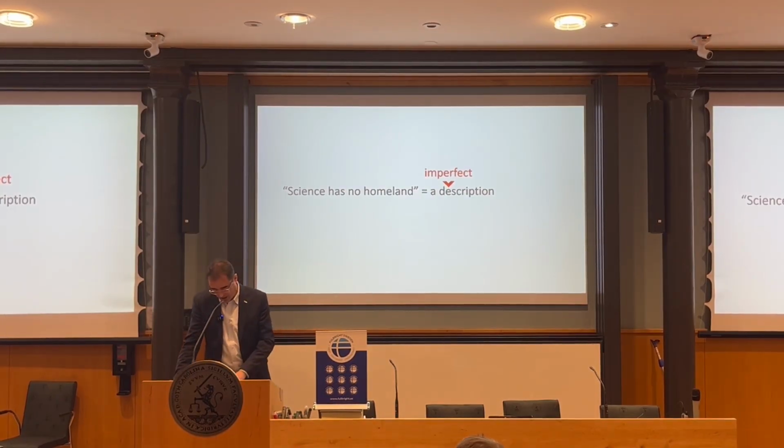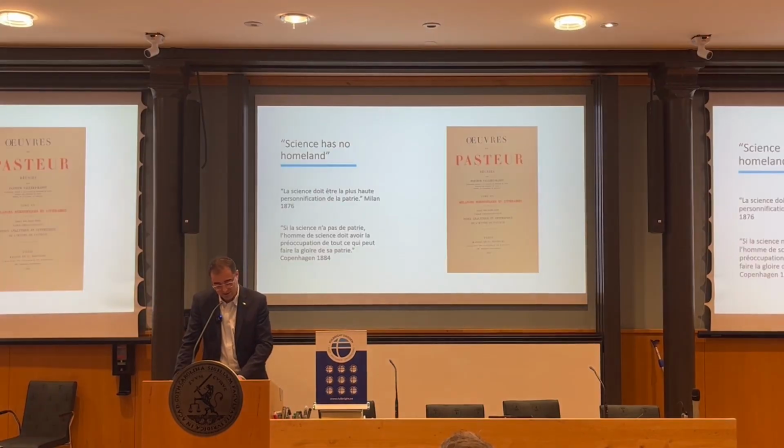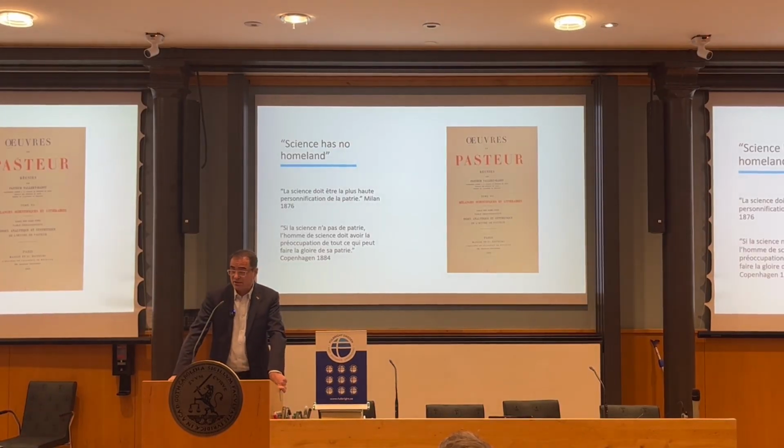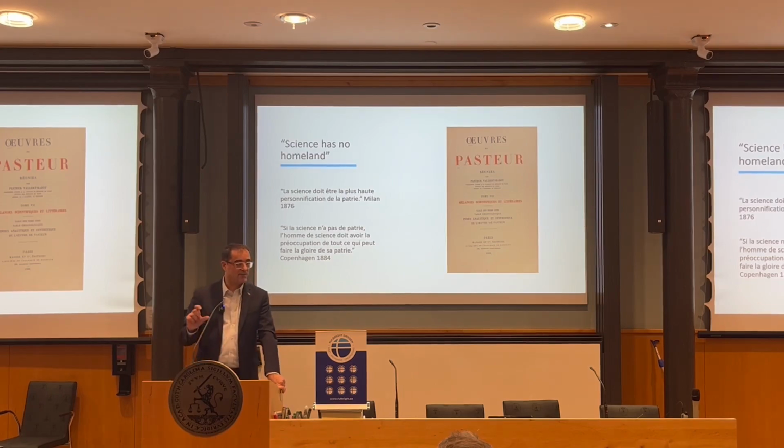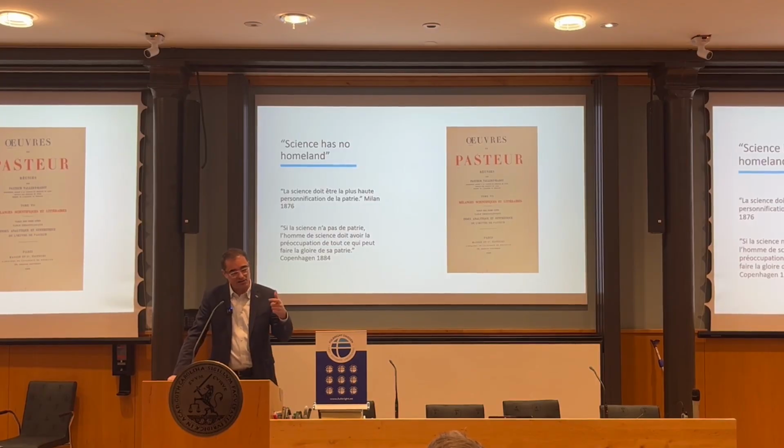So we're going to the second part of the idea that science has no homeland. If you read what Pasteur said in these two conferences, the two sentences that followed the claim that science has no homeland were actually rather different in tone and content. In the first, in Milano, what he said right after was, science must be the highest personification of the state or the homeland. And second, if science doesn't have any homeland, then the man of science must have the preoccupation of everything that makes the glory of his or her homeland.